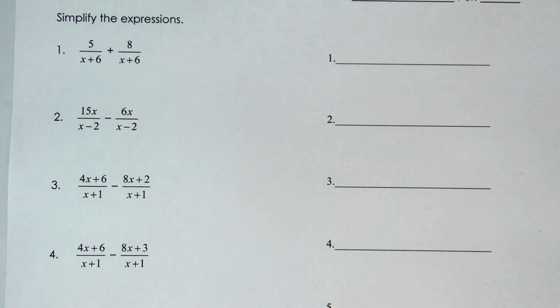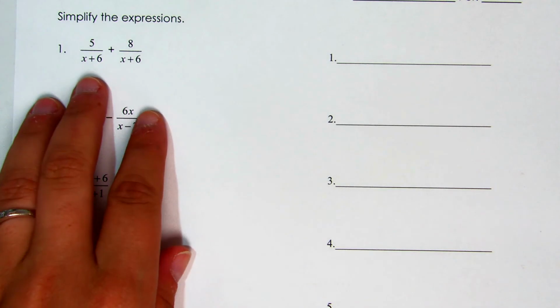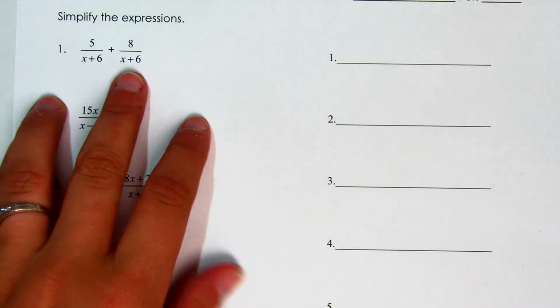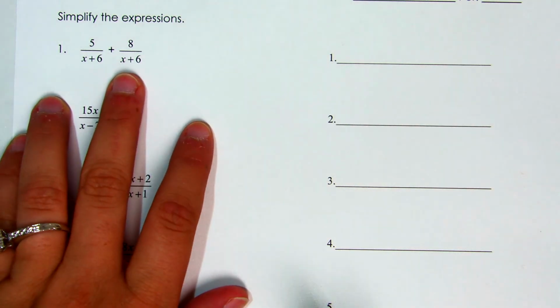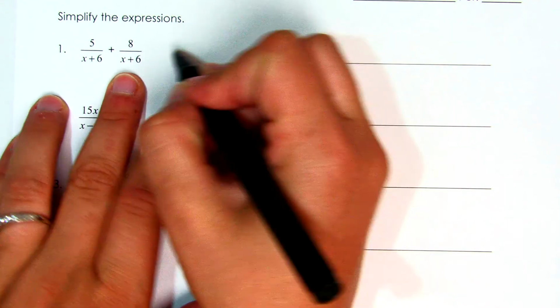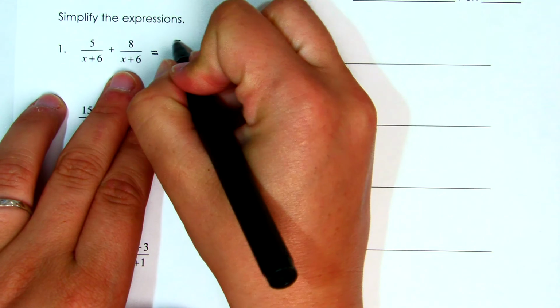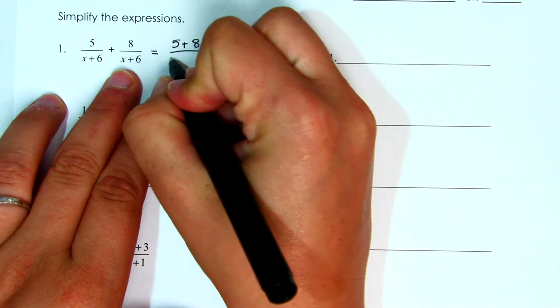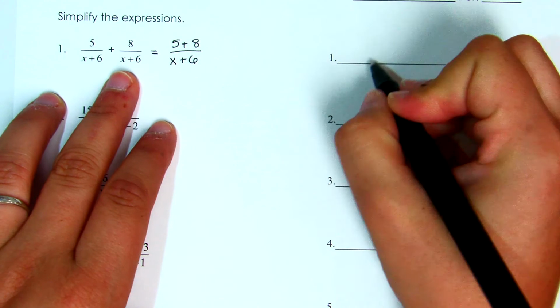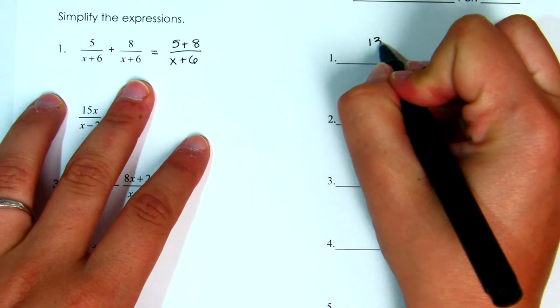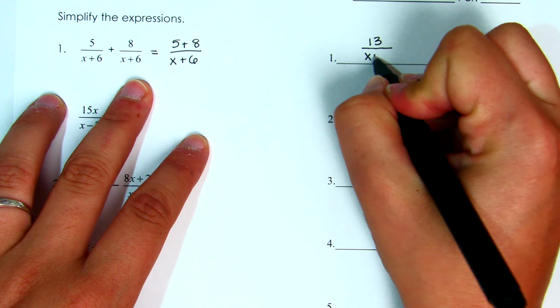Alright, so we are adding and subtracting rational expressions, and when I have two rational expressions that already have like denominators, like here in number 1, I have x plus 6 and x plus 6, so they match, all I'm going to do is add the top and write it over the common denominator. So 5 plus 8 over x plus 6. So my final answer is going to be 13 over x plus 6.